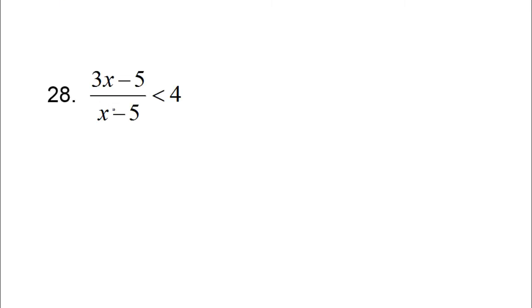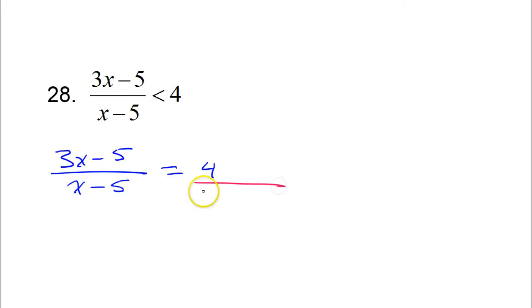we need to find the critical values to plot on the number line. And we will get the first critical values by solving the related equation 3x minus 5 over x minus 5 equals 4. An easy way to solve a rational equation is to make the denominators the same. Alright, so I'm going to put an x minus 5 here in the numerator and the denominator.